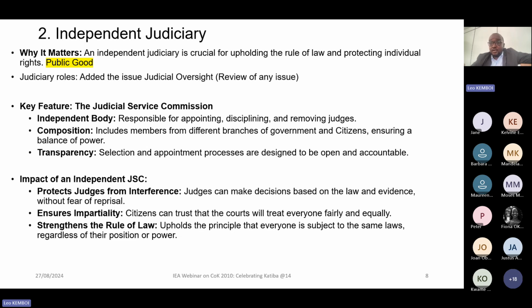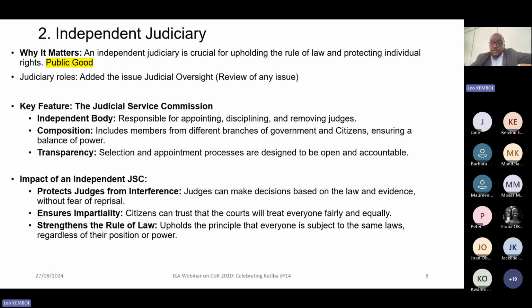Again, define the principle behind what would be considered justice. For us, we see a good judicial system as a public good. It's non-excludable and also non-rival. So the Constitution added the issue of judicial oversight. Aside from giving the judiciary those powers, it gave the judiciary powers of judicial review. And that's why the High Court has powers to review any issue within the Republic, aside from just determining conflicts between government and people. And that has been something that stands out.